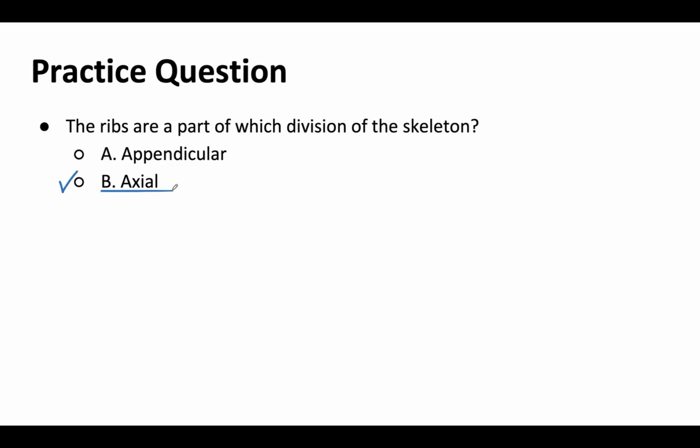The ribs are a part of the thoracic cage, which is part of the axial skeleton. But say I asked about the tibia of the leg. Hopefully you're going to say that's part of the appendicular skeleton. Or if I asked about the frontal bone of the skull, that's axial because it's part of the skull. So as we continue our discussion and talk about all the different bones of the skeleton, think to yourself, is this part of the axial or the appendicular skeleton?